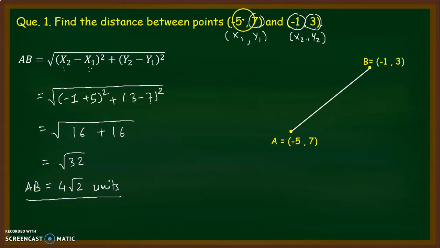Here we have taken the first point as x1, y1 and the second point as x2, y2. In place of this, if you take the second point as x1, y1 and the first point as x2, y2, then also you will get the same result. You can check it on your own. Okay. Let's see the next problem.